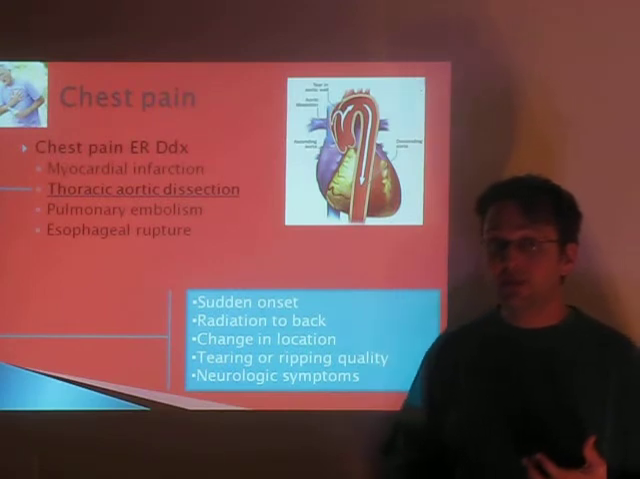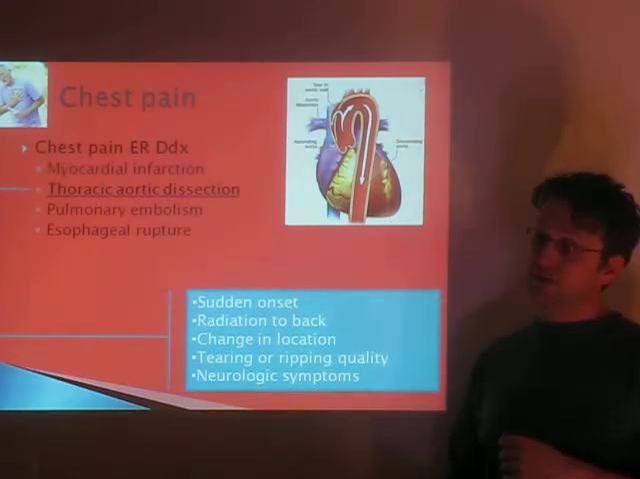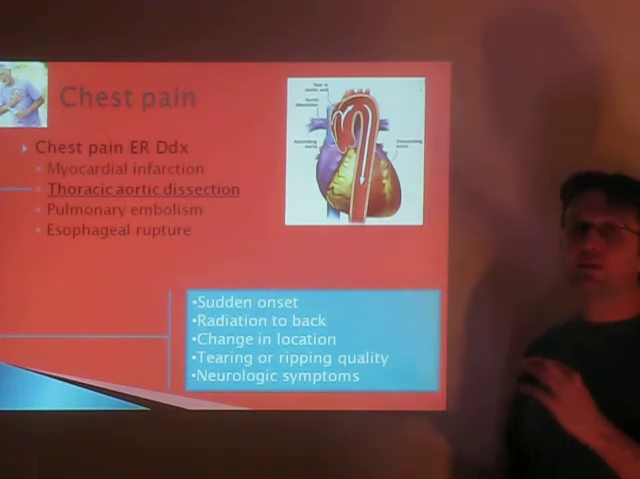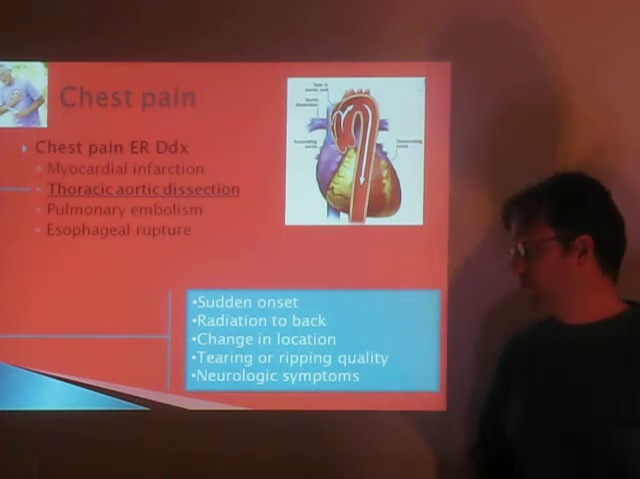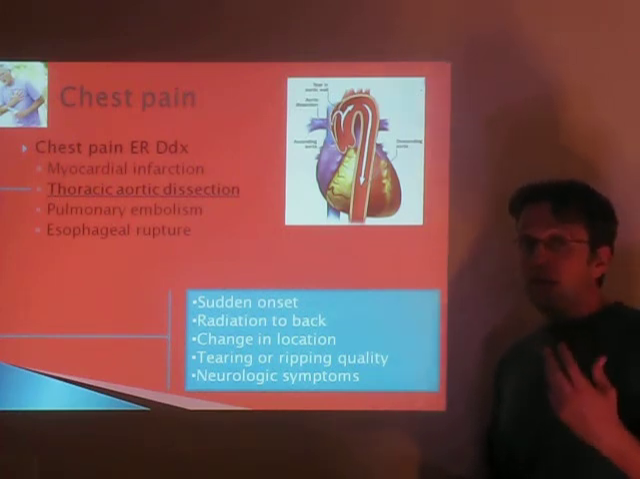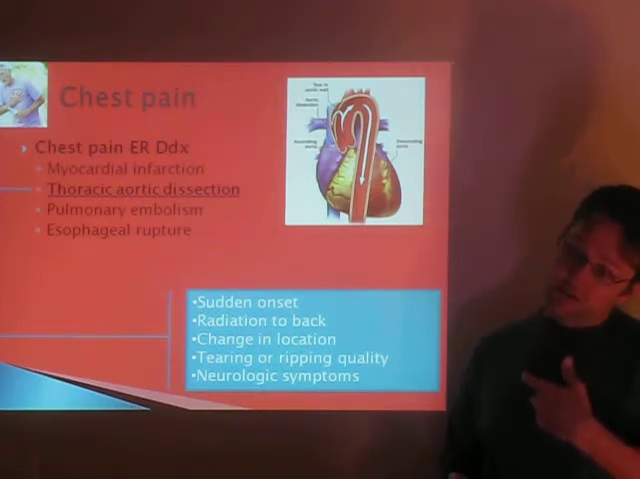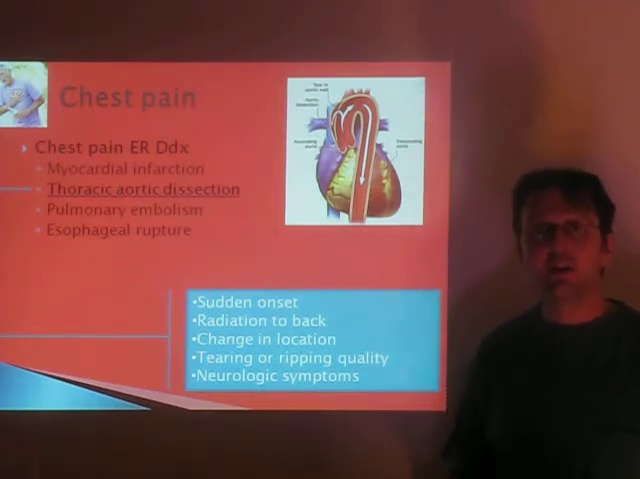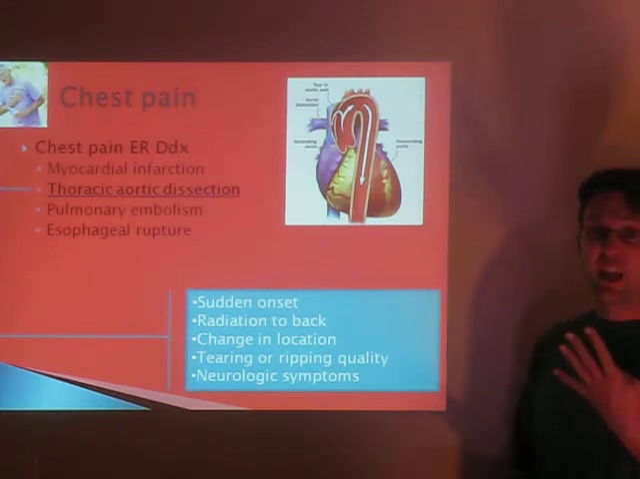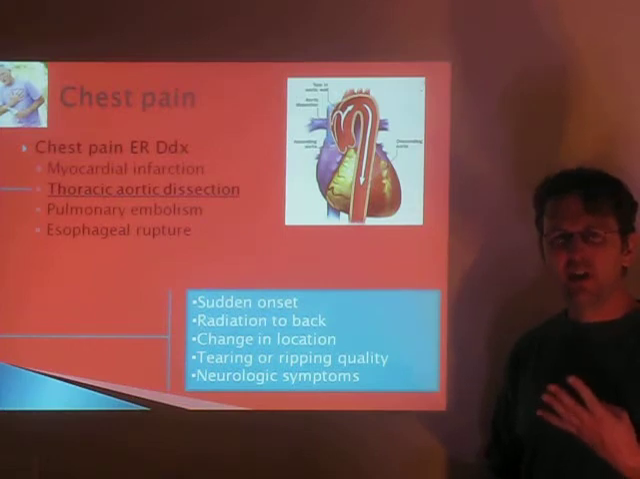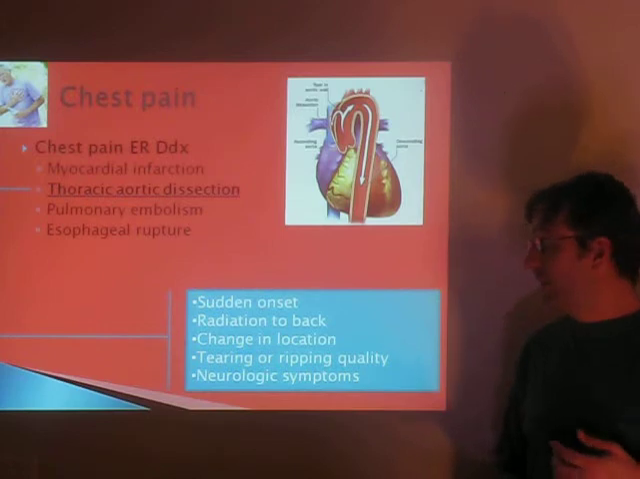Did the pain start suddenly? Sudden onset pain is concerning because the blood vessel started to rip. Secondly, does the pain radiate to the back? The way the aorta sits anatomically, frequently patients will get pain in the back. Third, has the pain changed location? Because as this thing rips, it hurts here, and then it hurts here, and then it hurts here as it rips down. Fourthly, did the patient describe it as a tearing or ripping quality? It's odd that people can sense that, but it is common.